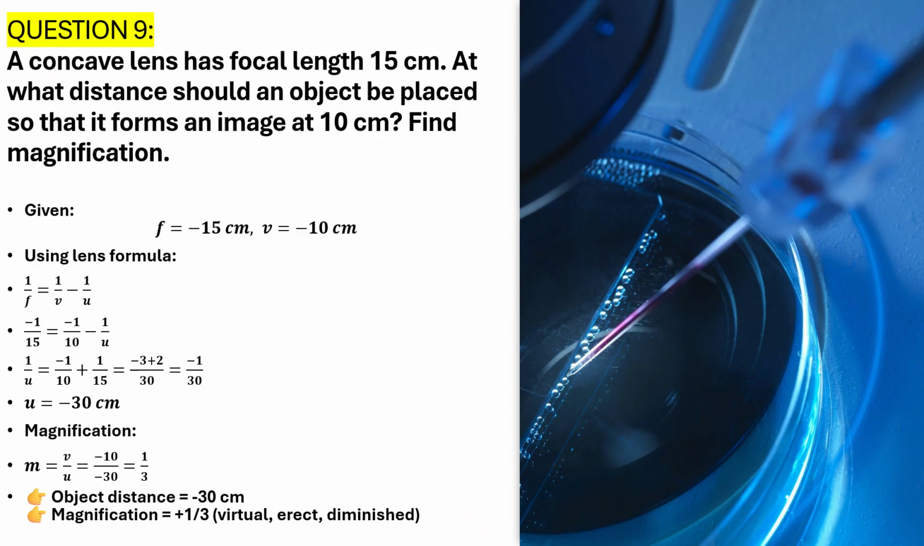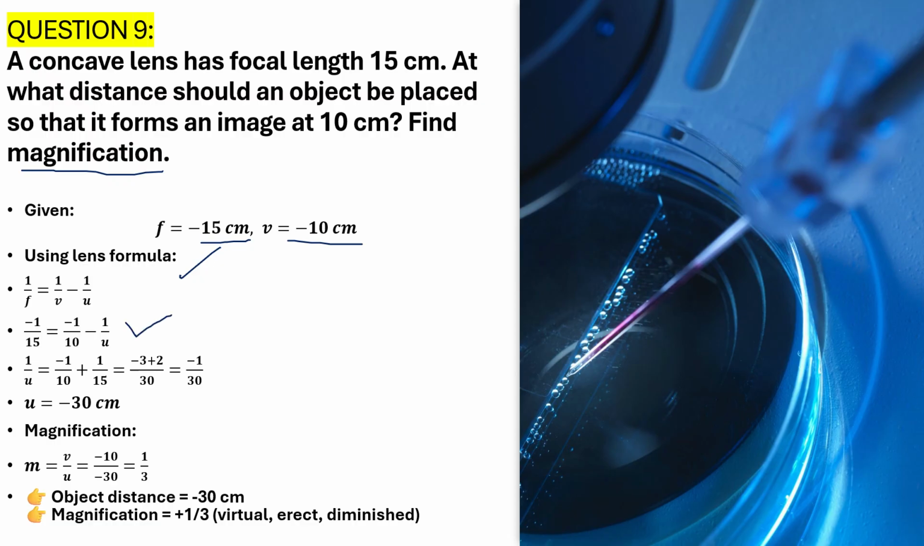Question number 9. A concave lens has focal length 15 centimeter. At what distance should an object be placed so that it forms an image at 10 centimeter? Find magnification. Now what is given here? Focal length is minus 15 centimeter. V is minus 10 centimeter. Using the lens formula, minus 1 upon 15 is equal to minus 1 upon 10 minus 1 upon U.